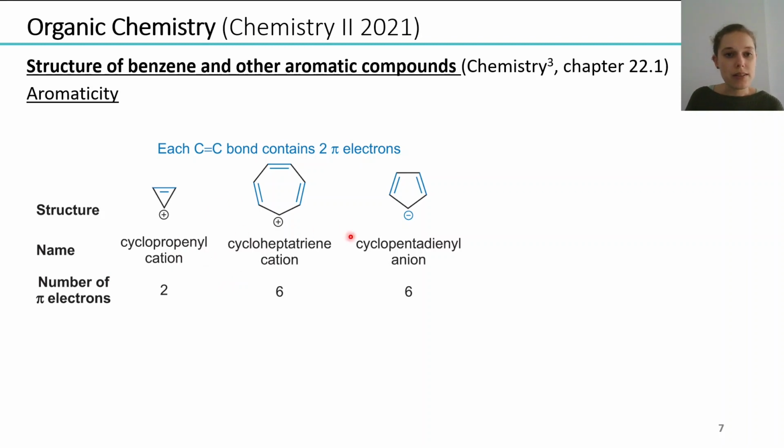If we go to the next carbocation, we can see that we now have the cycloheptatriene cation, and we have 3 double bonds here. And if we did not have this positive charge here, then we would see that the ring of pi electrons would be interrupted here, so the compound would not be aromatic.